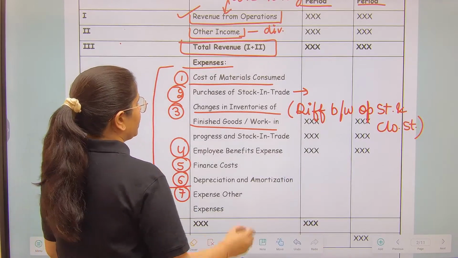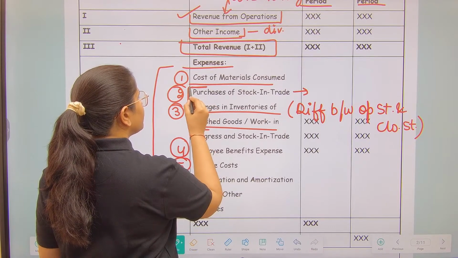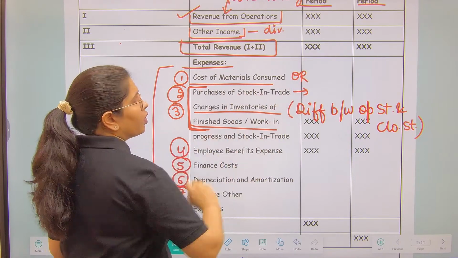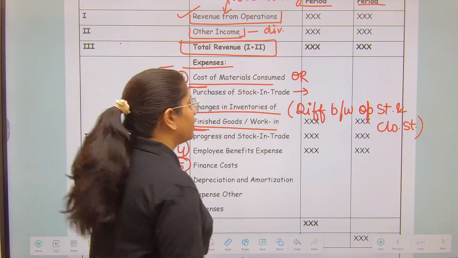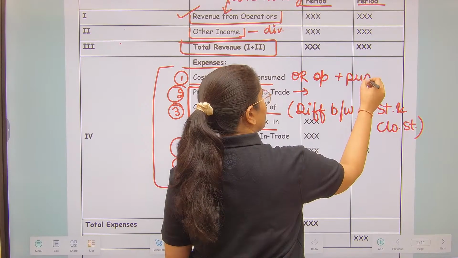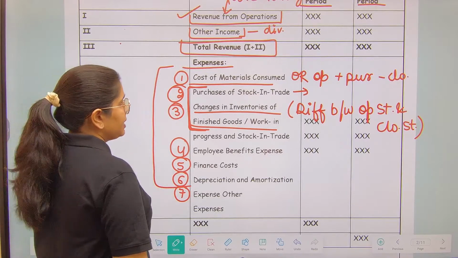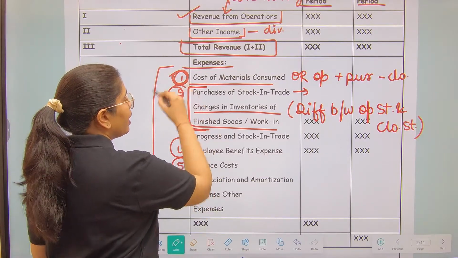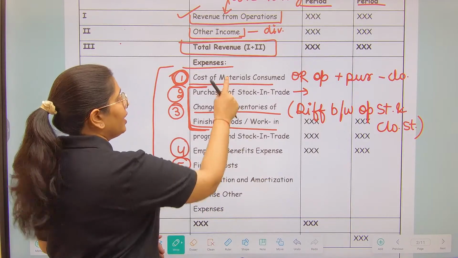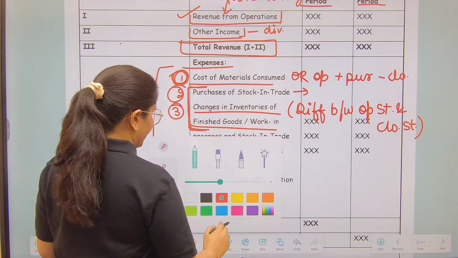Now remember this particular thing, that either these two will come or this will come. Cost of materials consumed is your opening plus purchases less closing. What did I say? That means either line item 1 will appear or line items 2 and 3 together will appear. You will mention only one of them. Just make a separate line for them.